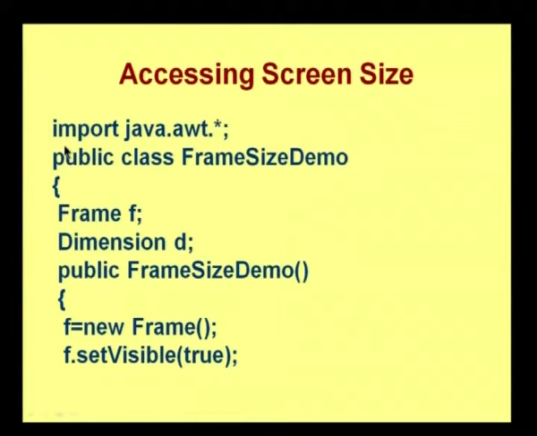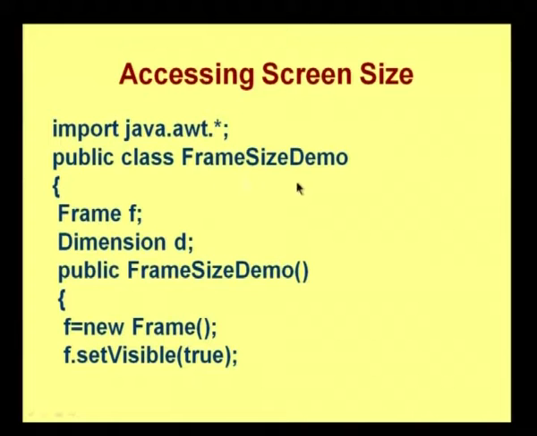In that case what we can do is access the screen size, and based on the screen size we can set the place of our components. That is, we are trying to relatively place our components based on the screen size. So in order to do this, accessing the screen size becomes important at certain points of time. You can see here we have import java.awt.*, where we have classes such as Dimension and Toolkit, which are used to access the screen size.